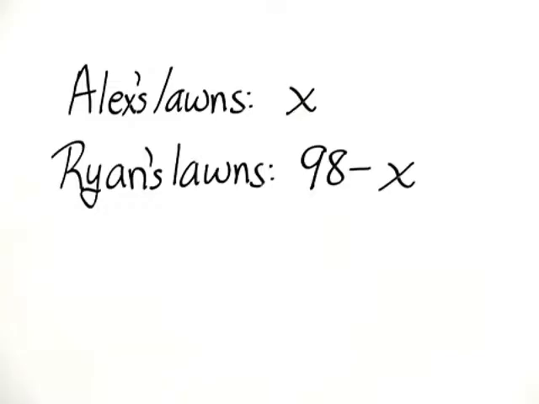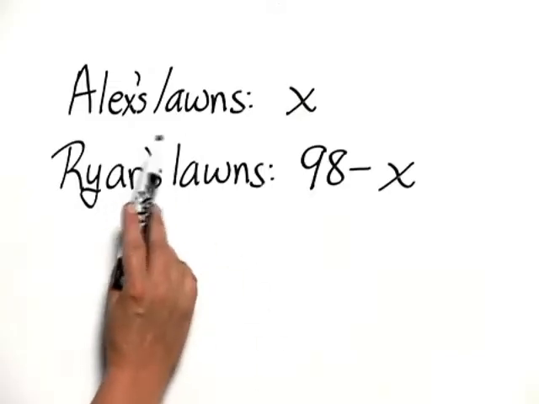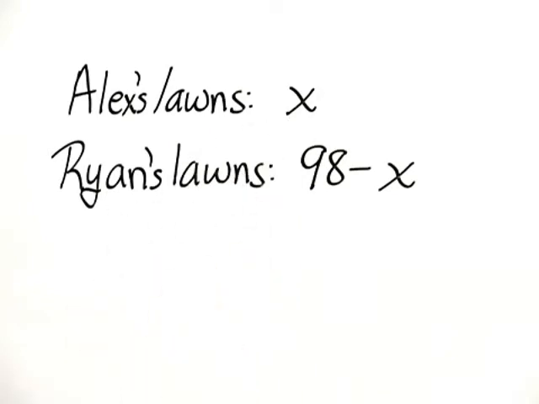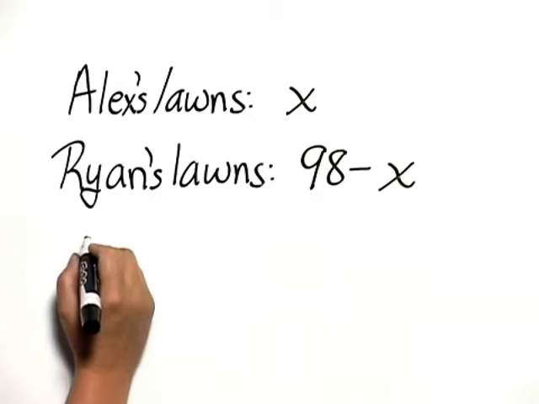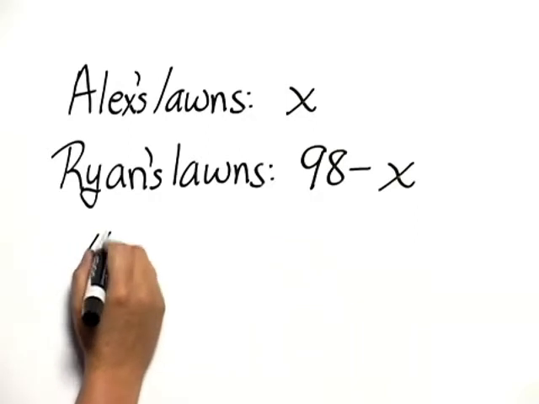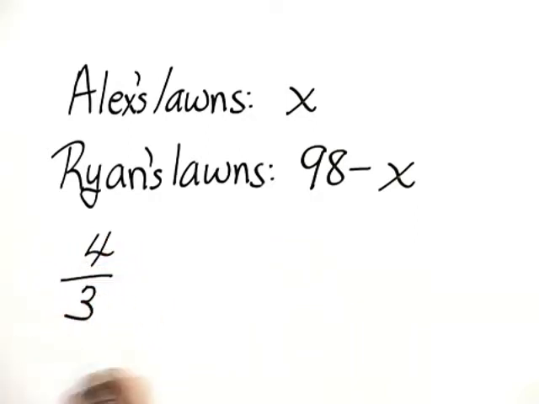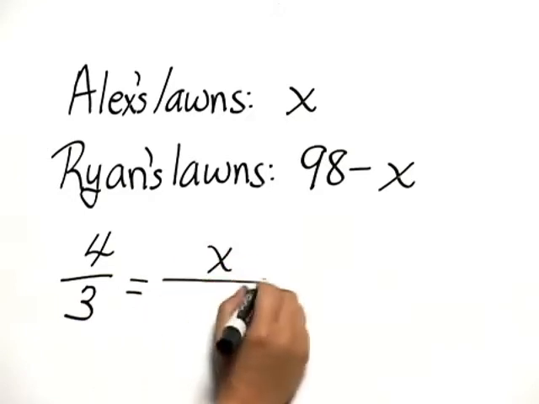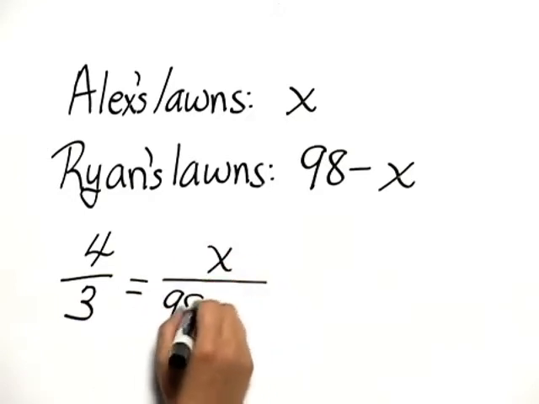Let's start by letting the number of lawns that Alex does be x, and then Ryan's lawns would be 98 minus x. We're told that the ratio of Alex's lawns to Ryan's is 4 to 3. So that would mean that the ratio from x to 98 minus x must be 4 to 3.